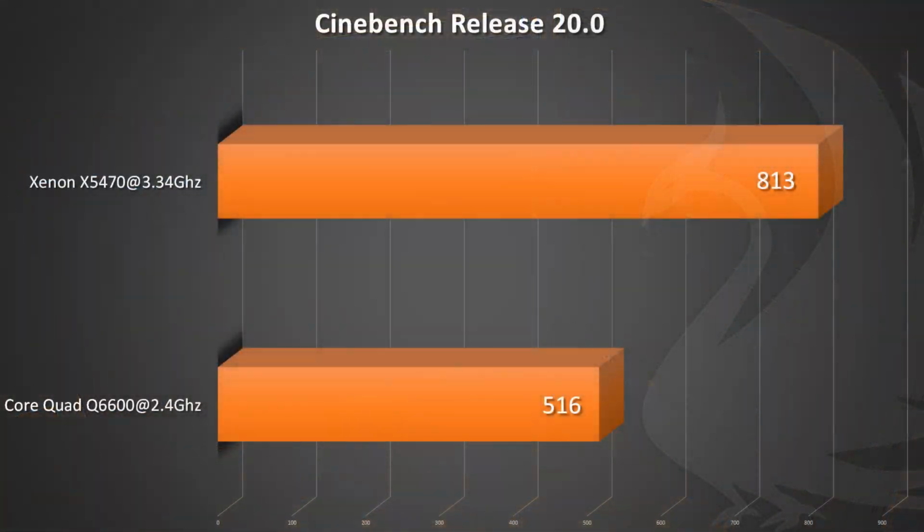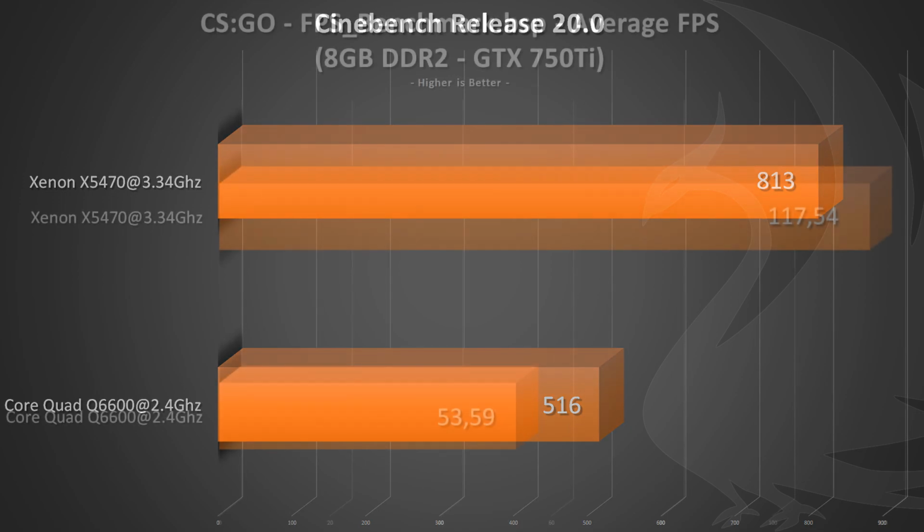So all the benches were run with the same system, 8 GB of DDR2, 750 Ti for the GPU, and the same Windows 7 x64 and same SSD. Cinebench R20 bumped from 516 to 813. It's still under a decent Core i5 score, but it's a non-negligible gain.